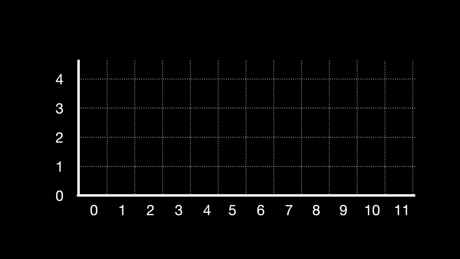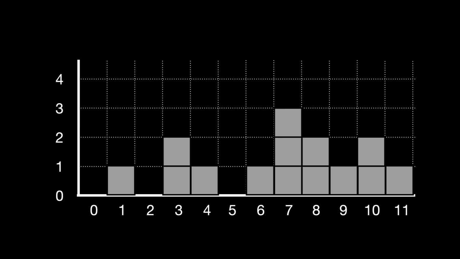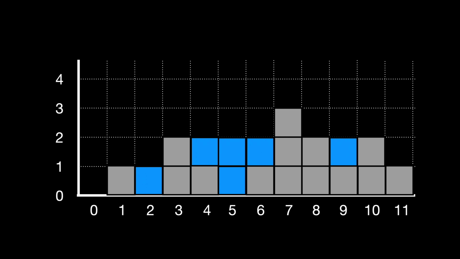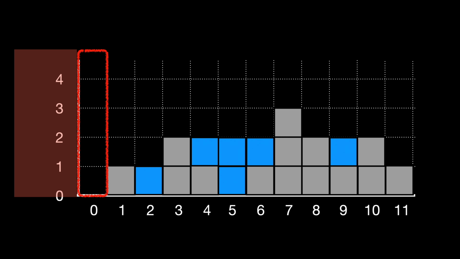We're given an array where each element represents the height of a vertical bar. Our task is to figure out how much rainwater can be trapped between these bars after a storm. You can clearly see that the rainwater gets trapped between the walls. Let's look at the first position. There's no wall to the left, so of course, no water can be trapped here.